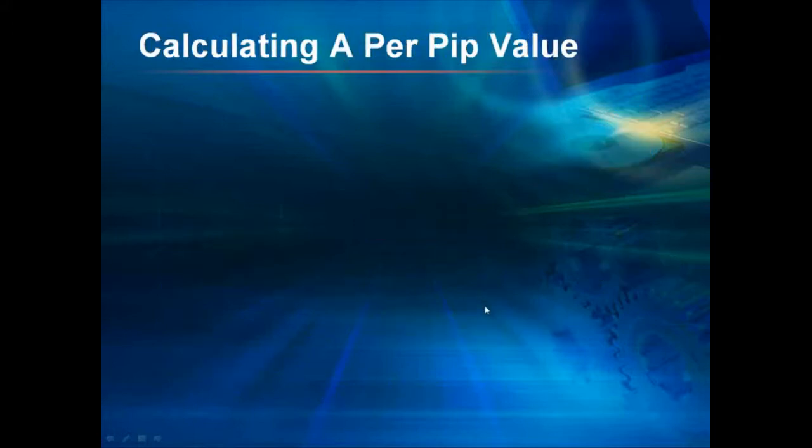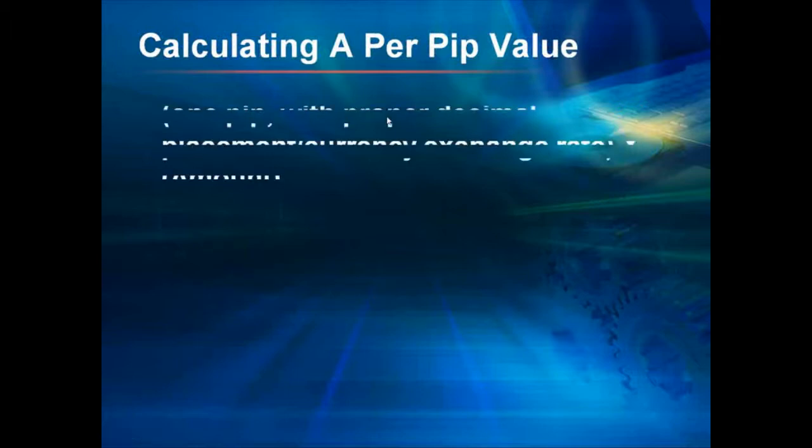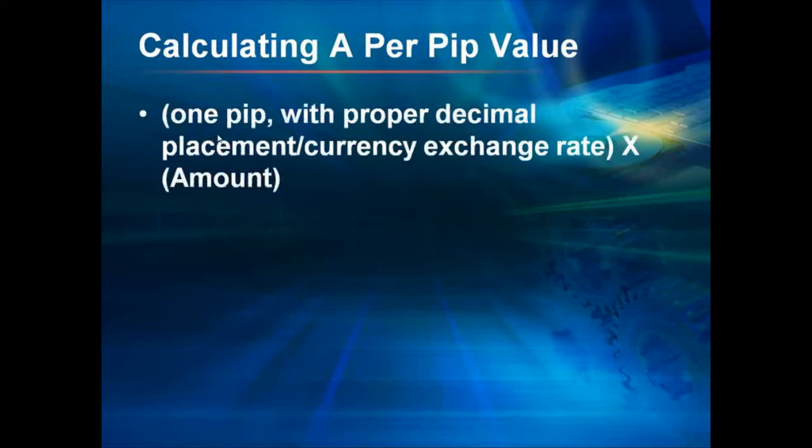The first thing we need to talk about is simply calculating a per pip value. And the formula to calculate a per pip value looks like this. It's 1 pip with proper decimal placement divided by the currency exchange rate times the amount that we're trading. So the amount we're trading would either be 100,000 for a full lot or 10,000 for a mini lot.